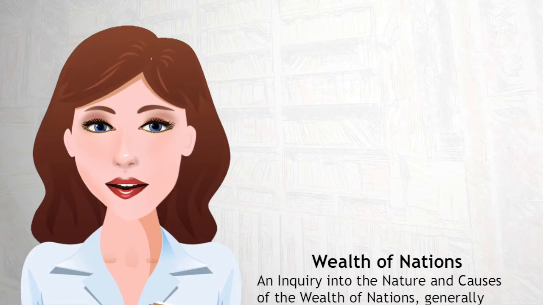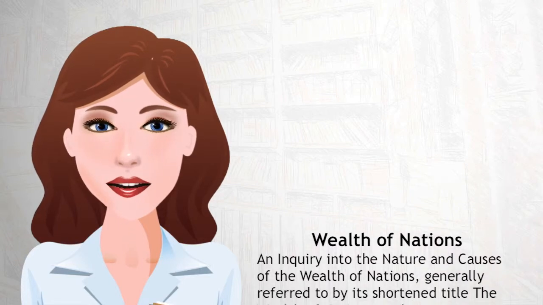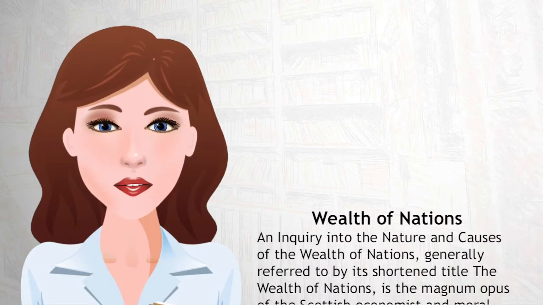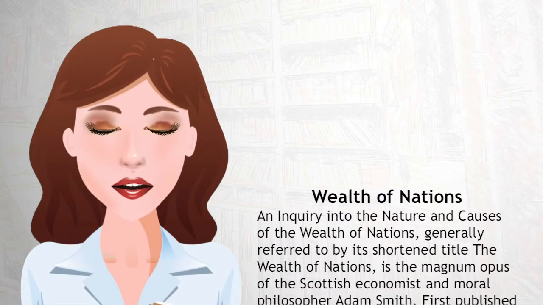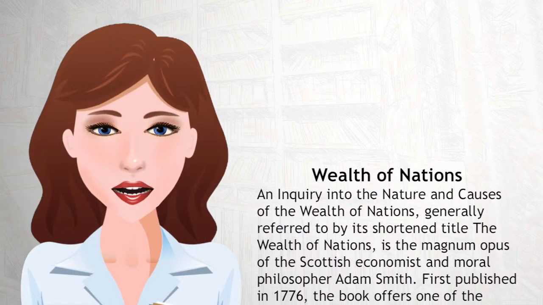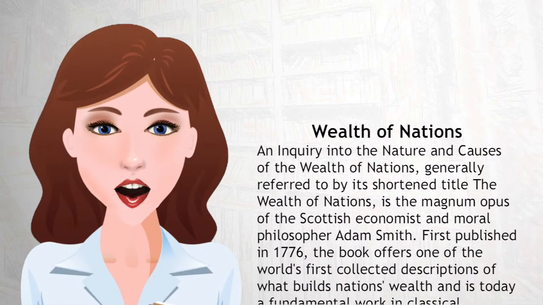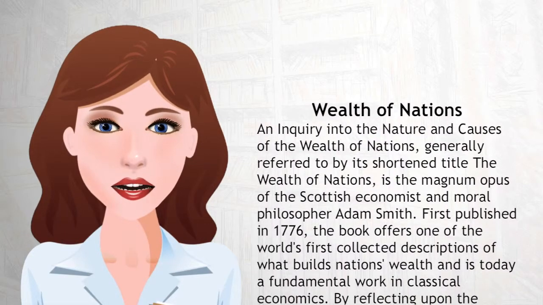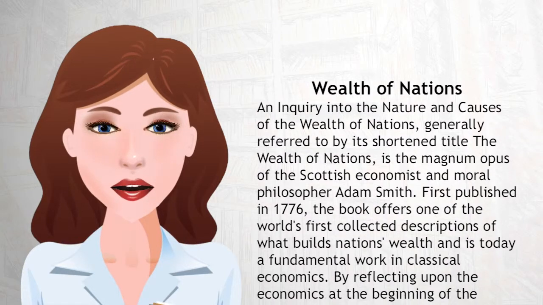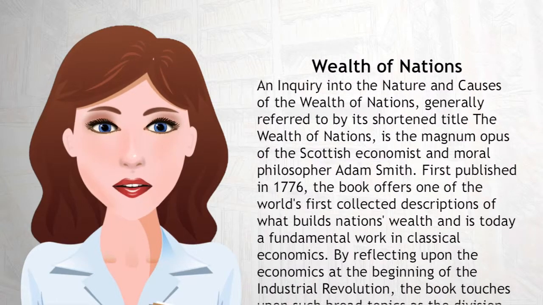An Inquiry into the Nature and Causes of the Wealth of Nations, generally referred to by its shortened title The Wealth of Nations, is the magnum opus of the Scottish economist and moral philosopher Adam Smith. First published in 1776, the book offers one of the world's first collected descriptions of what builds nations' wealth and is today a fundamental work in classical economics.